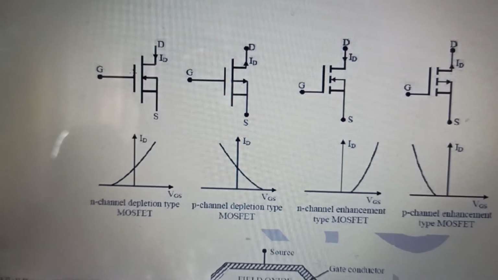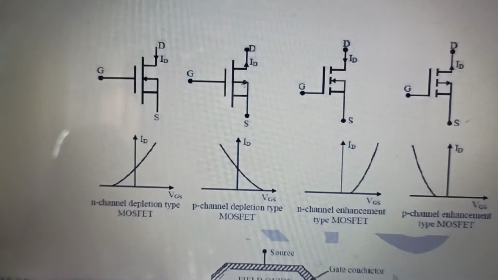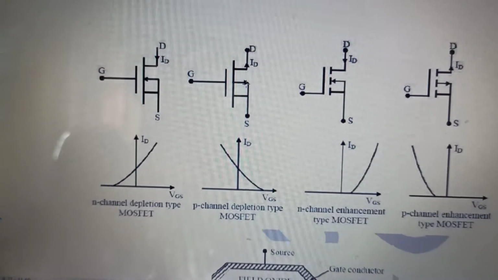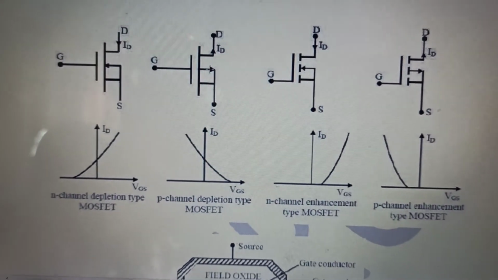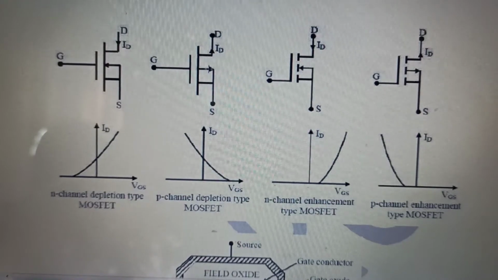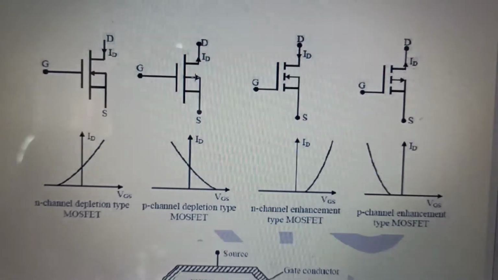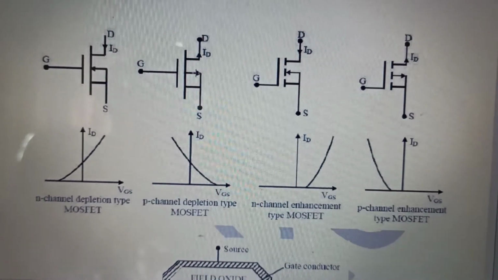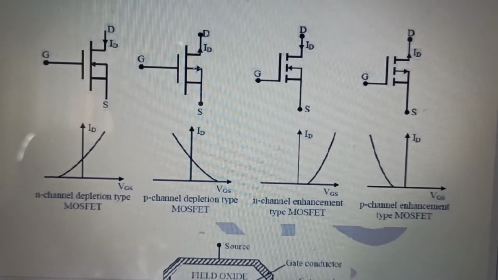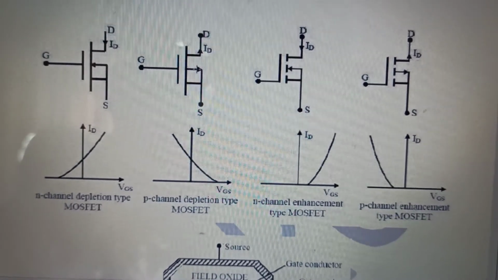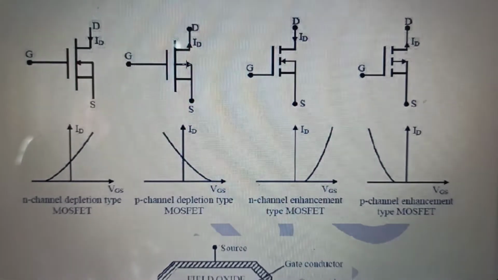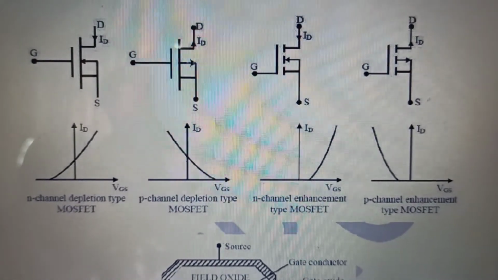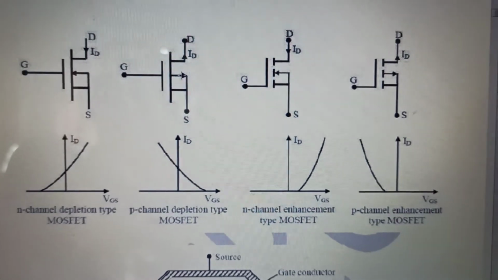Also, the arrow plays a very important role in deciding the type of MOSFET. You can see that in the P-channel MOSFET, the arrow is pointing outside the body, while in the N-channel depletion type MOSFET, the arrow is pointing inside the body. So this was the basic structural difference between the N-channel and P-channel depletion type MOSFETs.